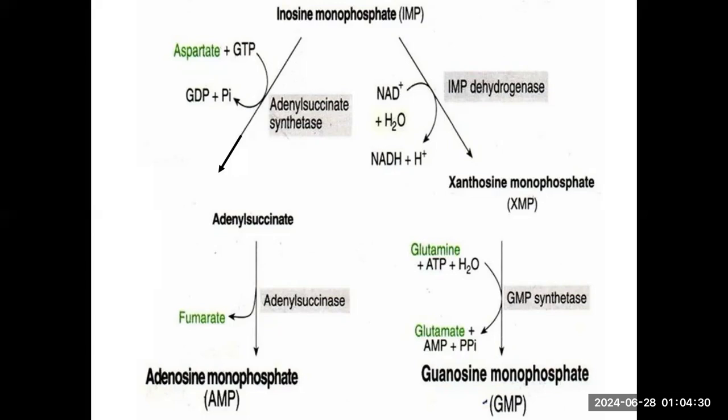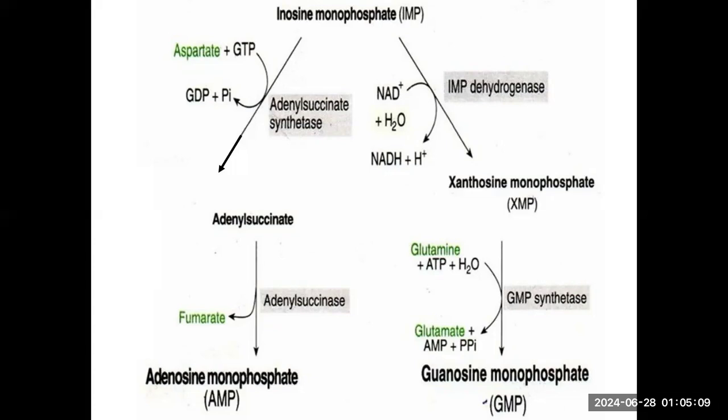Inosine monophosphate, in the presence of NAD, which is reduced to NADH, is oxidized by the action of the enzyme inosine monophosphate dehydrogenase. Remember that IMP is oxidized in the presence of NAD, and NAD is itself reduced, and IMP is oxidized into xanthosine monophosphate by inosine monophosphate dehydrogenase.